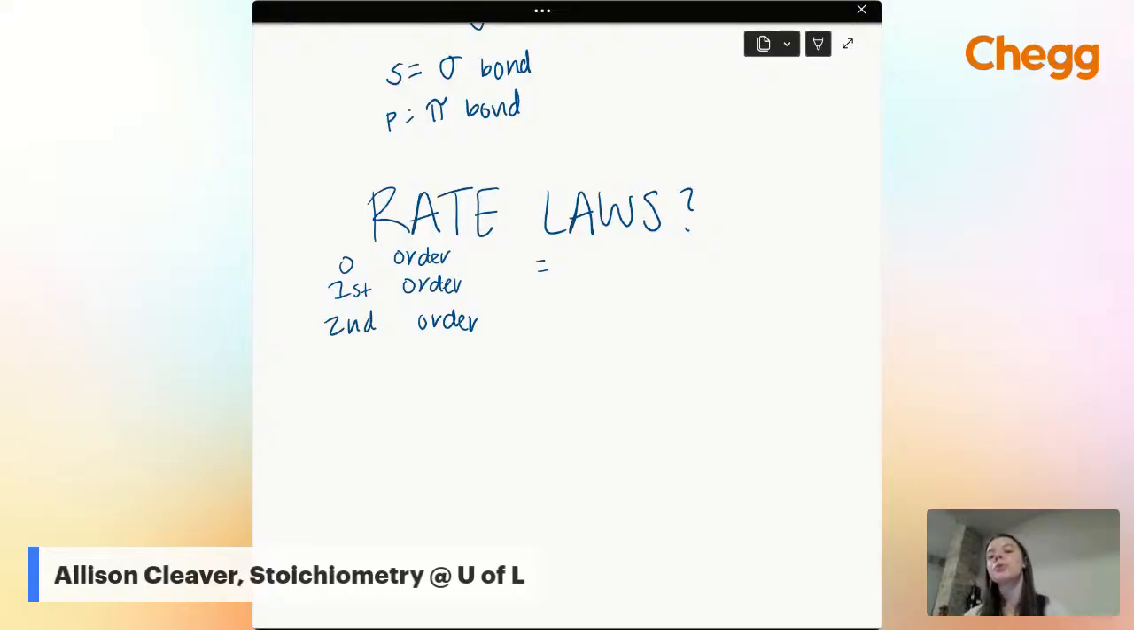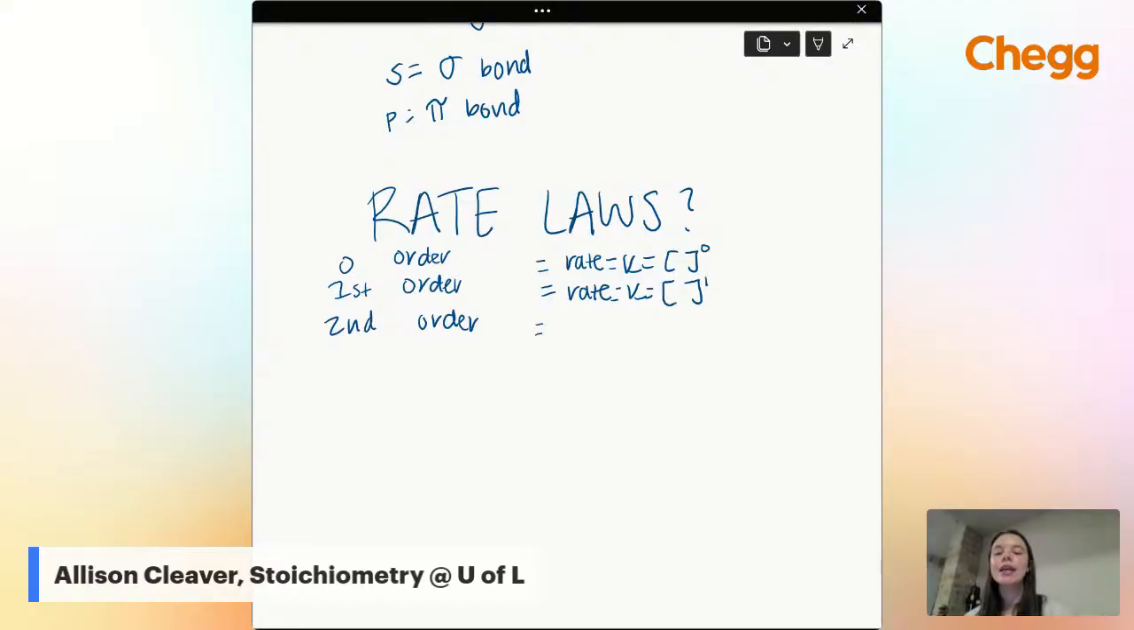For zero orders, we're going to have our rate is equal to K, which is equal to something, the concentration to the zero power. That's a zero order rate law. And then for first orders, we have rate equals K. We always have K, it's our rate constant. K equals something to the first order.